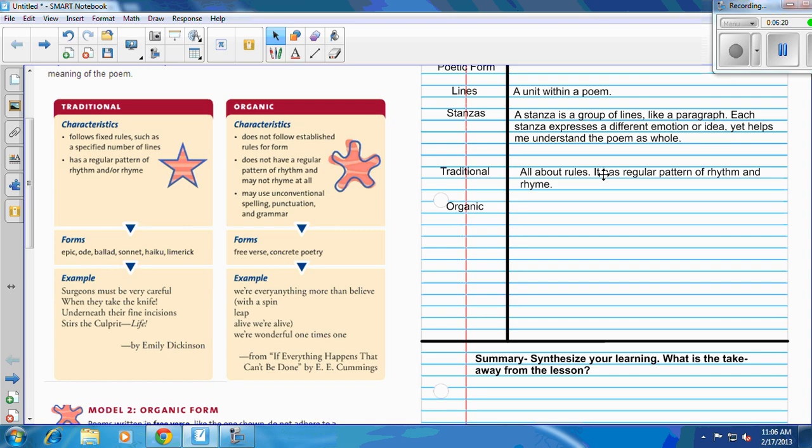Surgeons must be very careful when they take the knife. Underneath their fine incision stirs the culprit life, by Emily Dickinson.